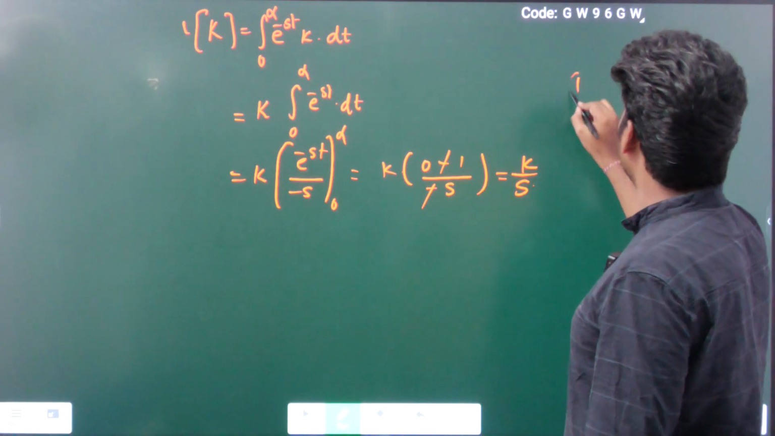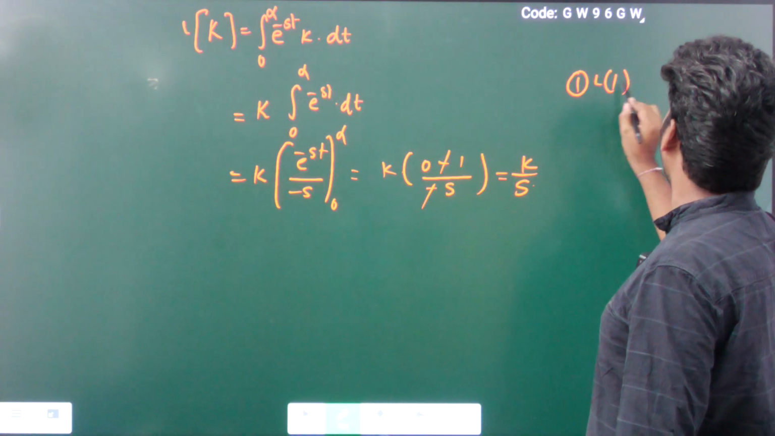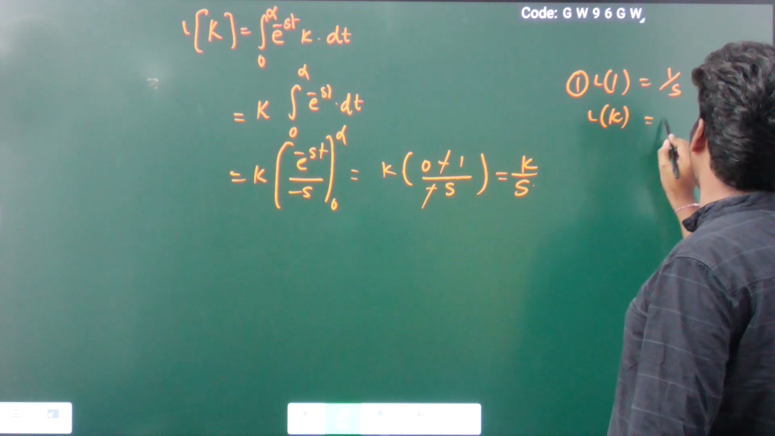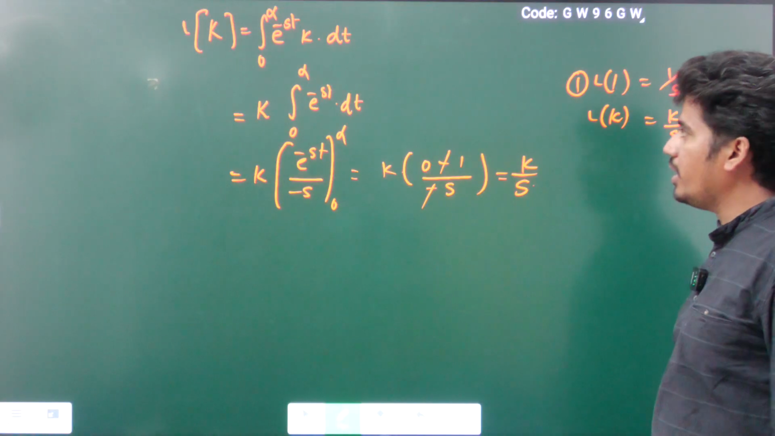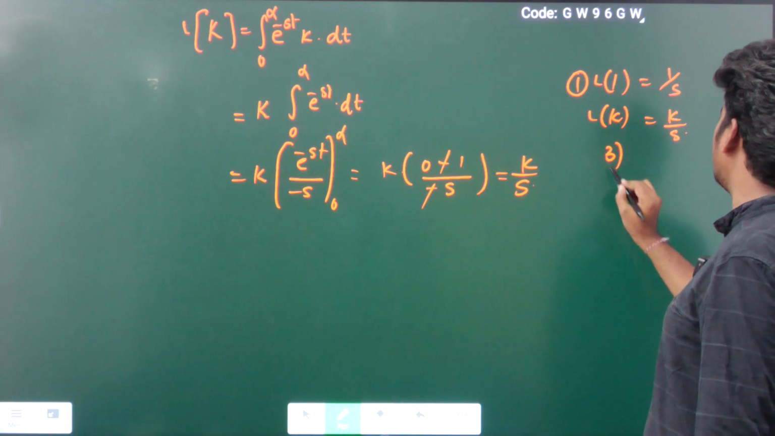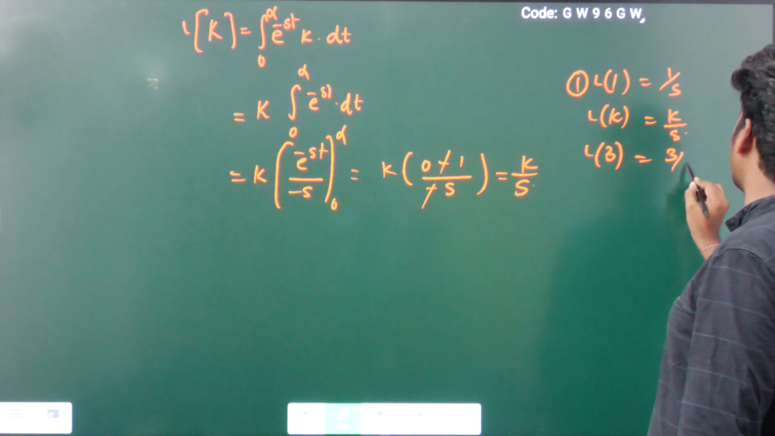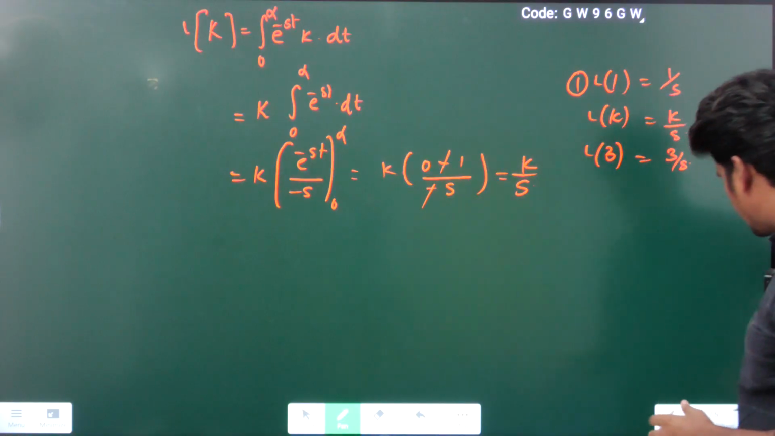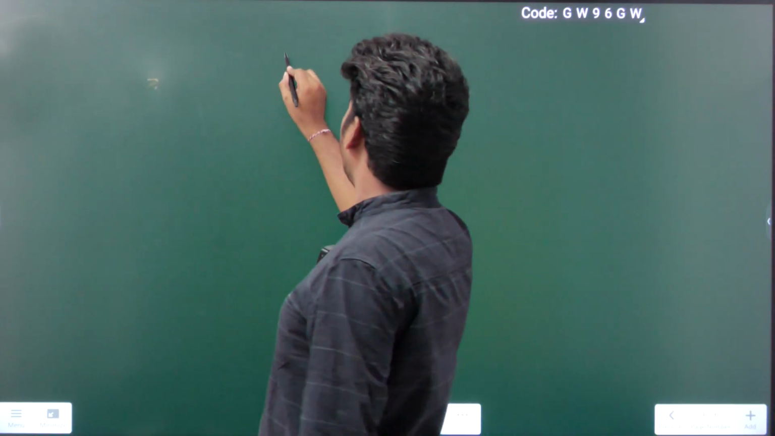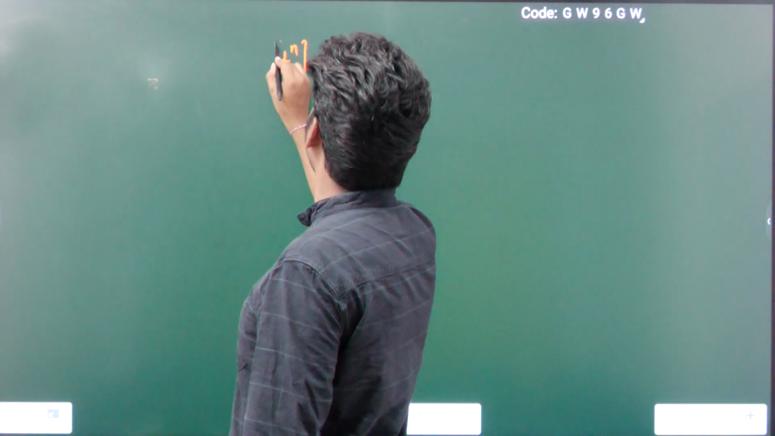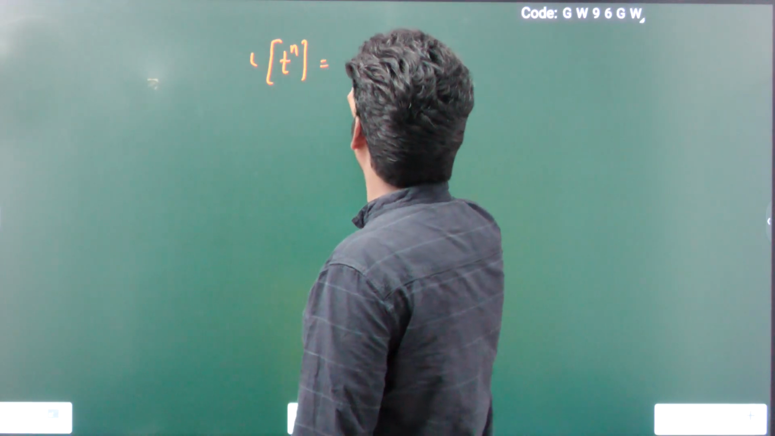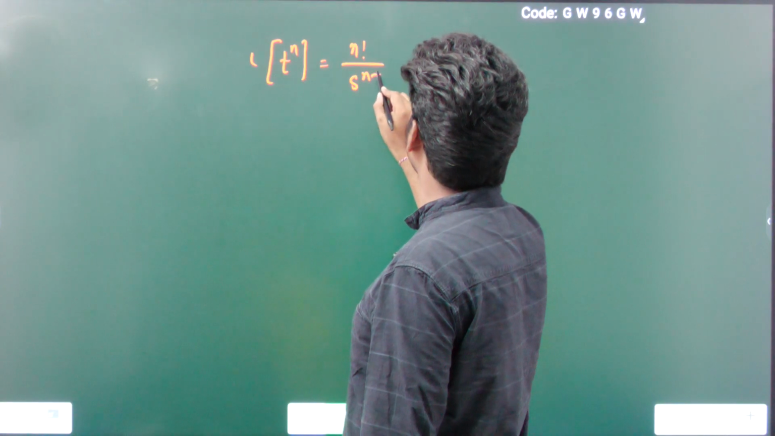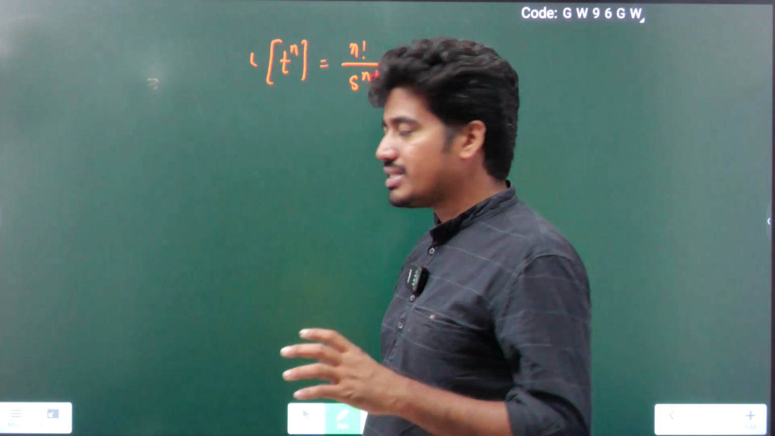Now the Laplace transformation of 1 will be 1 by s, because for k it will be k by s. Any value k, for example 3, will have Laplace transformation 3 by s; like this you can represent. This is one more standard formula. The next standard formula is the Laplace transformation of t power n, which is equal to n factorial divided by s power n plus 1. That is a standard formula.